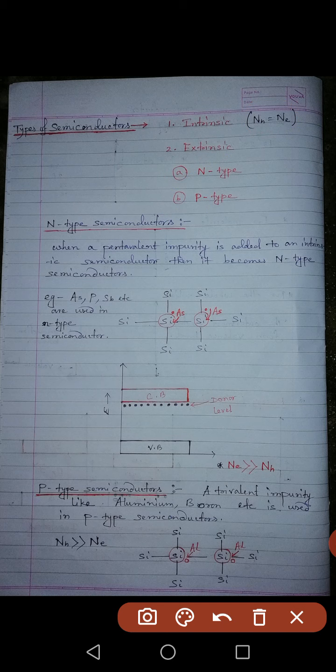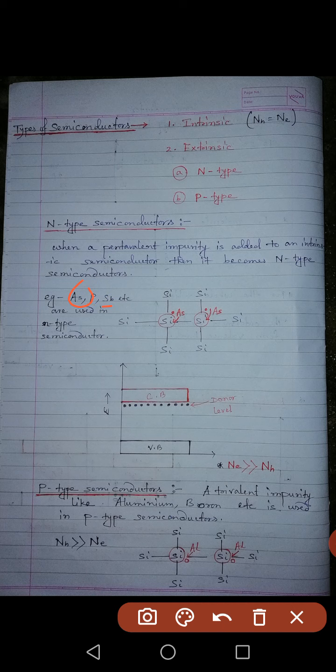So extrinsic means some impurity is doped, or added. This process is called doping. Now in an n type semiconductor, what type of impurity do we add? A pentavalent impurity. Some examples of pentavalent impurities are arsenic, phosphorus, and antimony.